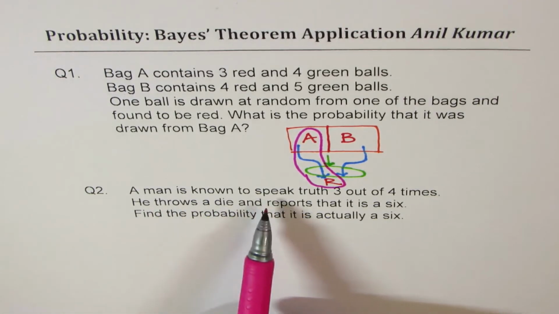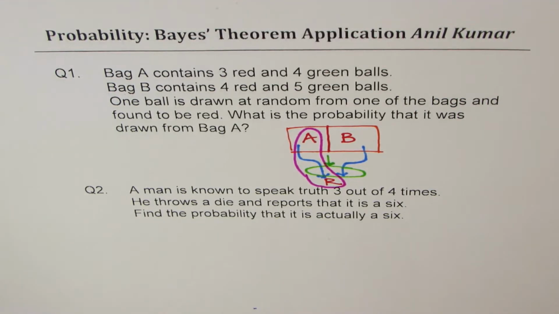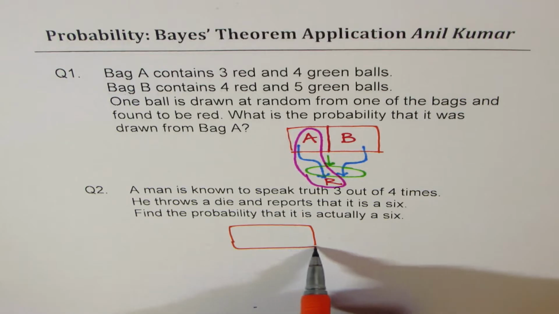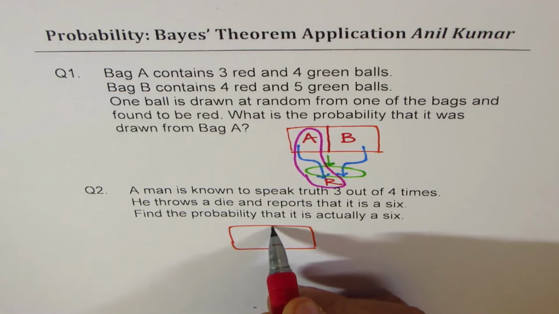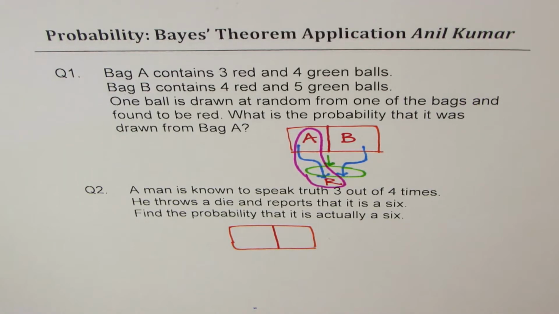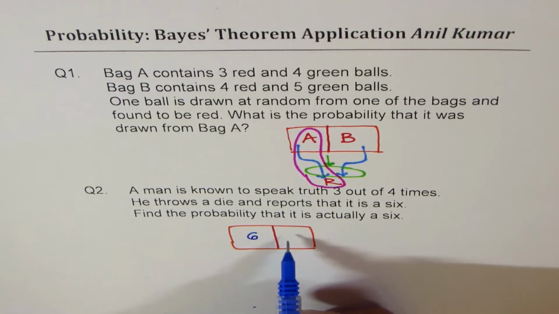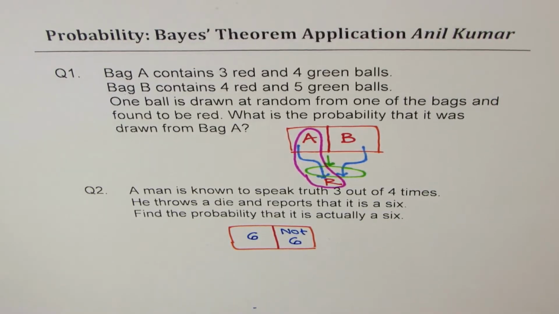A man is known to speak truth 3 out of 4 times. He throws a die and reports that it is a 6. Now again, in this particular case, what is happening? He throws a die. That means this is my sample space. Now in this sample space, 2 things can happen. Whether you get the number 6 or you don't get 6, right? So one of the events is getting 6. The other one is not 6.